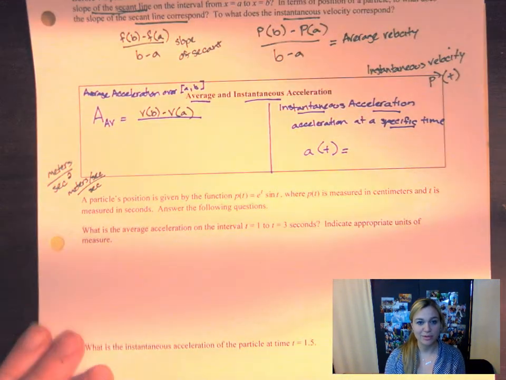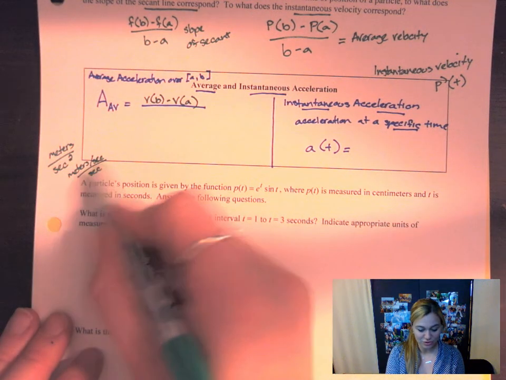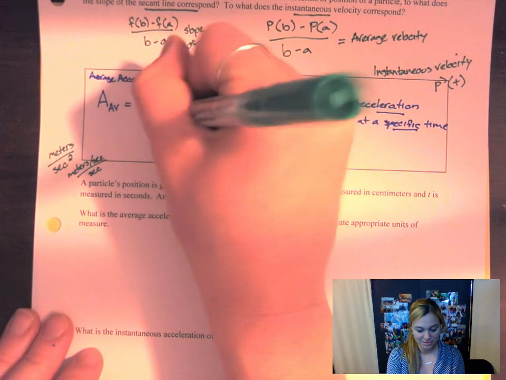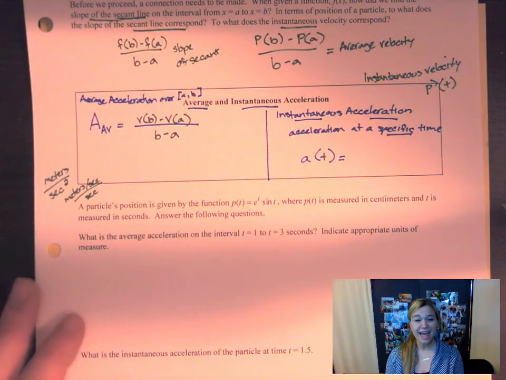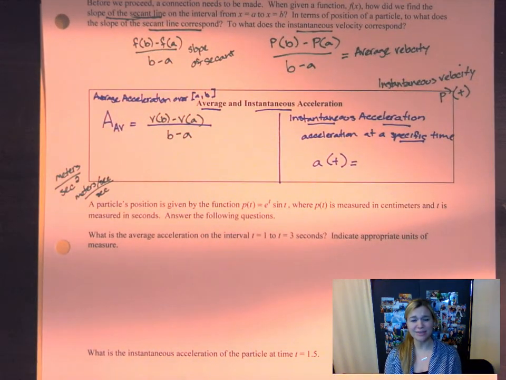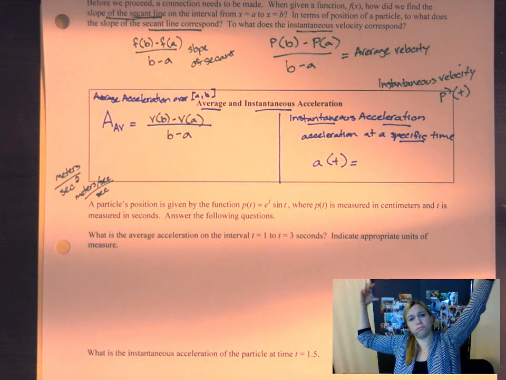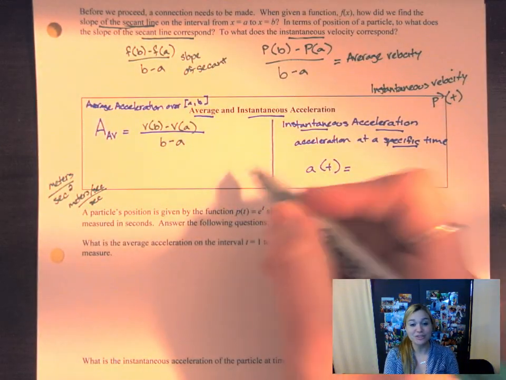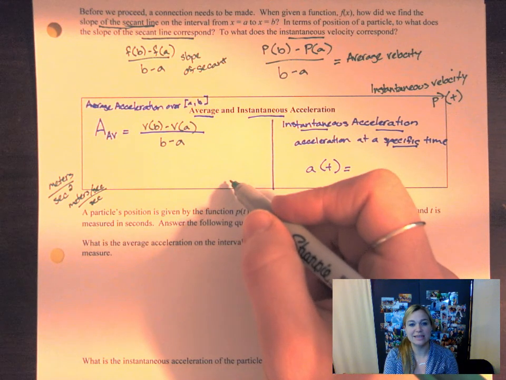So velocity would be v of b minus v of a. That would give you the meters per second over seconds. What? Average acceleration is just the slope of the secant of velocity? That was a big deal. So this is the average acceleration, slope of the secant of velocity.